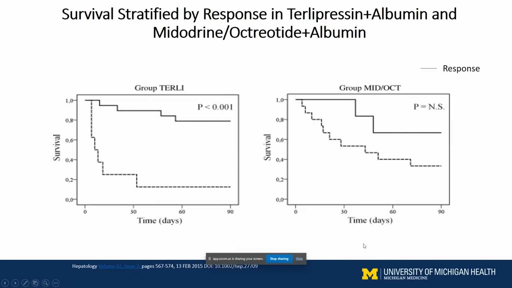And then they looked at survival stratified by response. In the terlipressin arm, those patients who had a response had better survival compared to those who did not have a response. And in the midodrine and octreotide group, there was no difference in survival, whether they had a response or not.